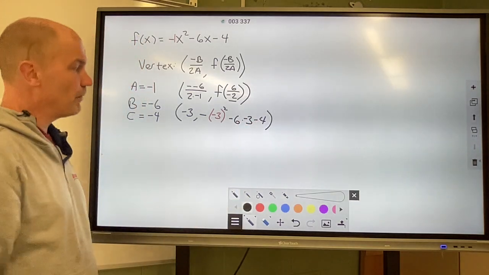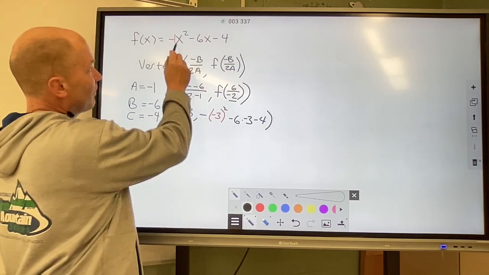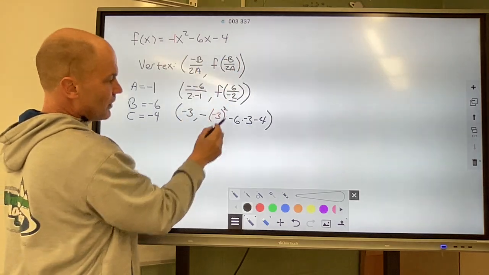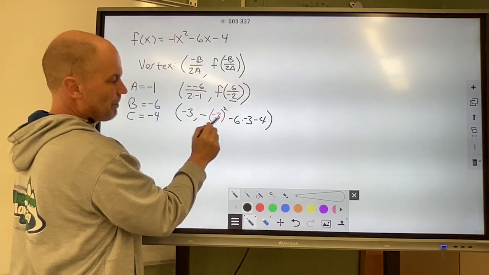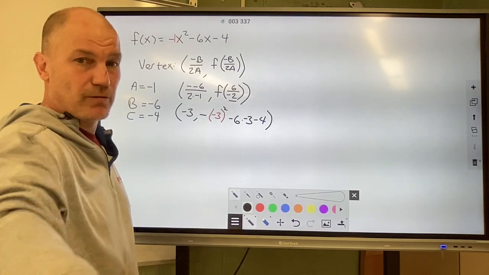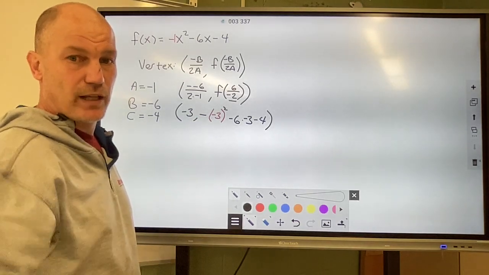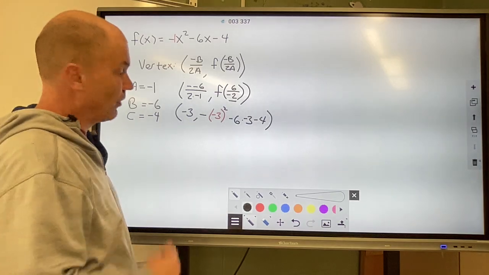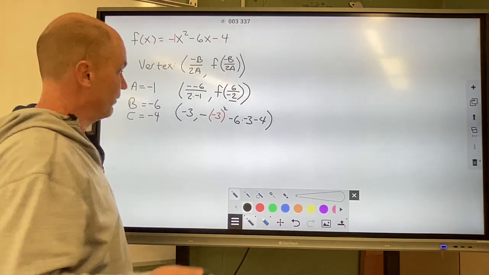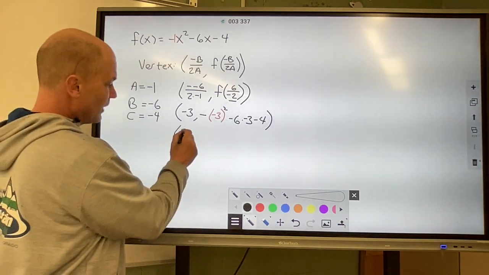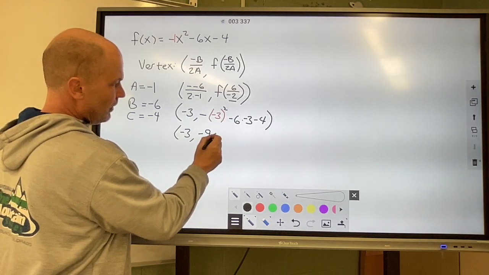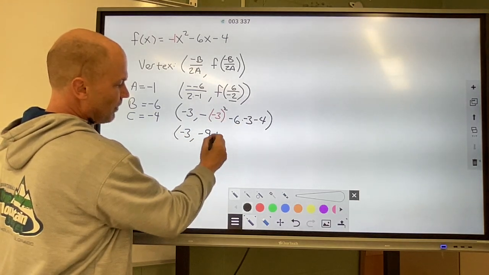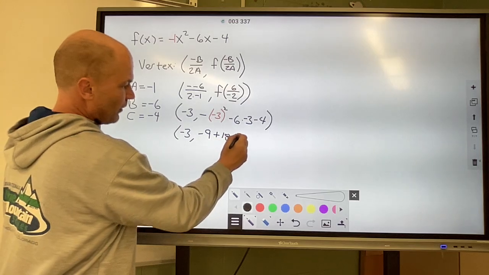All right, so all I did was I plugged in negative 3 for each one of these x's, and notice I have negative 3 squared, but then I'm going to be taking the opposite of it. I always like to put in my parentheses here to make sure that I don't forget that I'm squaring that negative. So when I do that, I get negative 3 squared, which turns into negative 9. Negative 6 times negative 3 is positive 18, minus 4.